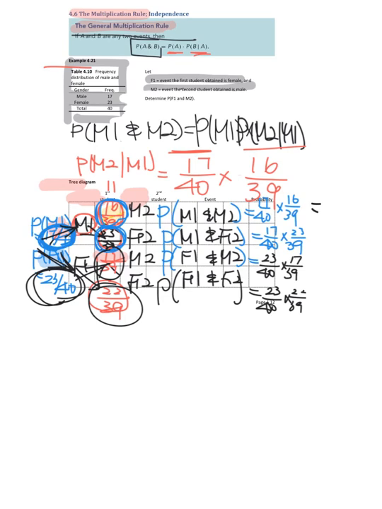Can you give me the multiplication? Can you give me the answer? 17 out of 40 times 16 out of 39, please. 0.174. And the second one? 0.251. Next? 0.251. And the last one? 0.324.